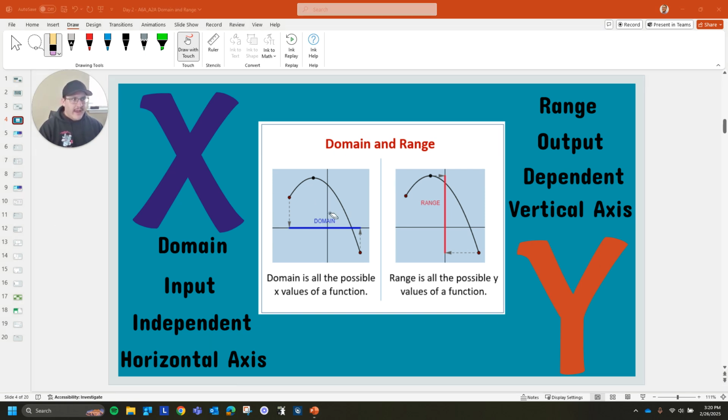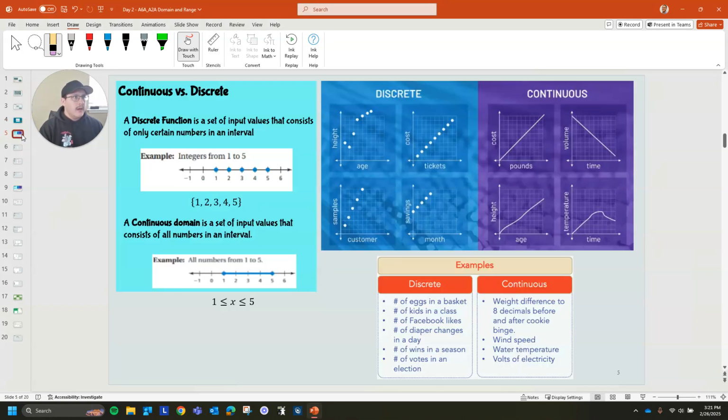I'll give y'all some examples on how to find those in a bit, but so far this is the introductory. Domain is x, range is y. Domain is horizontal, range is vertical. Now, within domain and range, there's different types of graphs that we're going to see. So, continuous and discrete types of graphs, or scenarios, tables, etc. So, what are they? What is a discrete function?